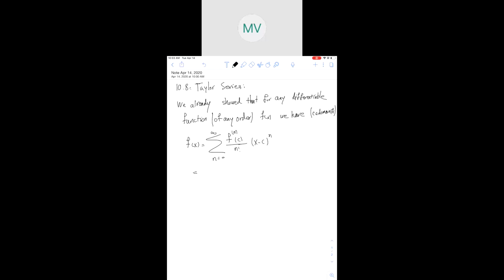In fact, if you write the first few terms, the first term is f at c, so just evaluate the function at c, plus f prime at c times x minus c. Then it's f double prime evaluated at c divided by 2 factorial times x minus c squared, plus the next one is the third derivative of f evaluated at c divided by 3 factorial times x minus c cubed, and so on.